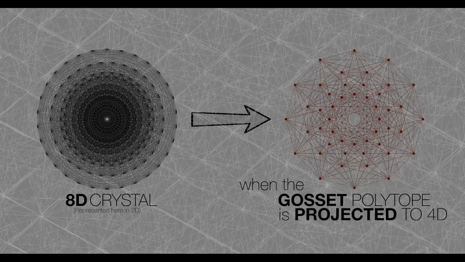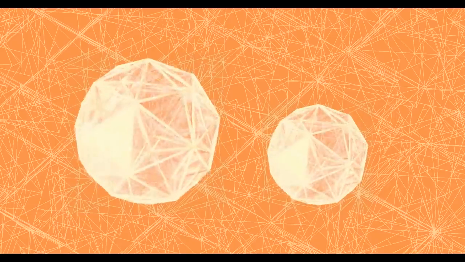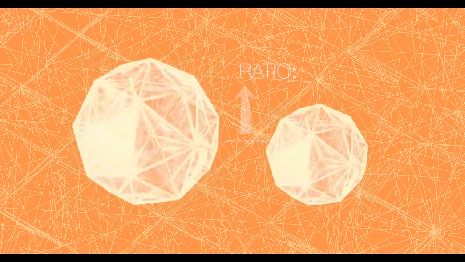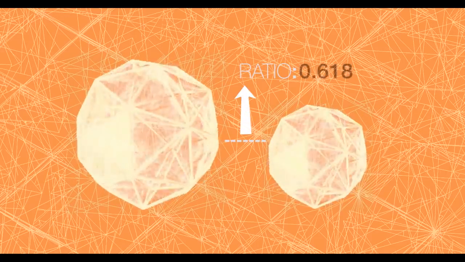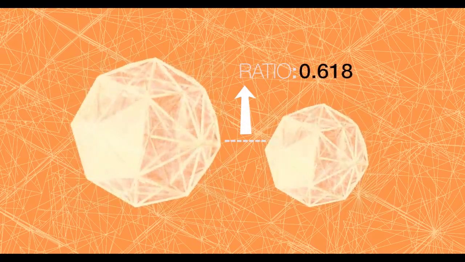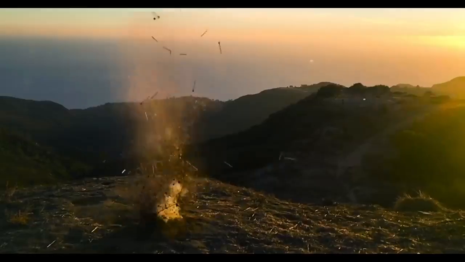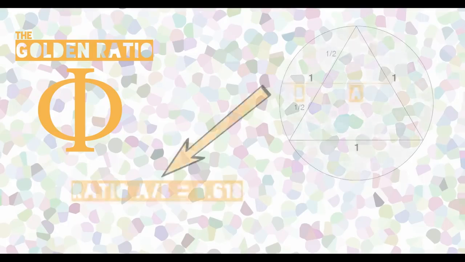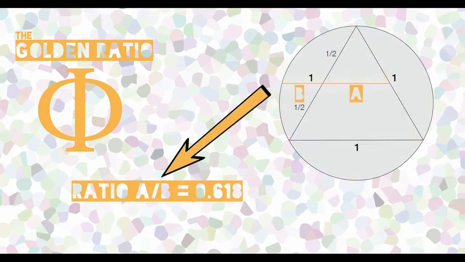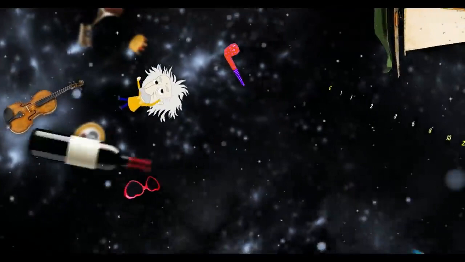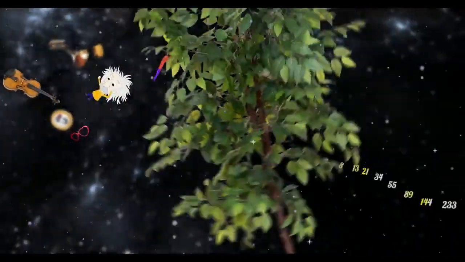When the gusset polytope is projected to 4D, it becomes two identical shapes of different sizes. The ratio of their sizes is a unique number, 0.618, also known as the golden ratio. The golden ratio may be the fundamental constant of nature. It is a ratio that is fundamental to circumscribed equilateral triangles, and it's weirdly ubiquitous in the universe, appearing everywhere from the quantum to celestial scales.